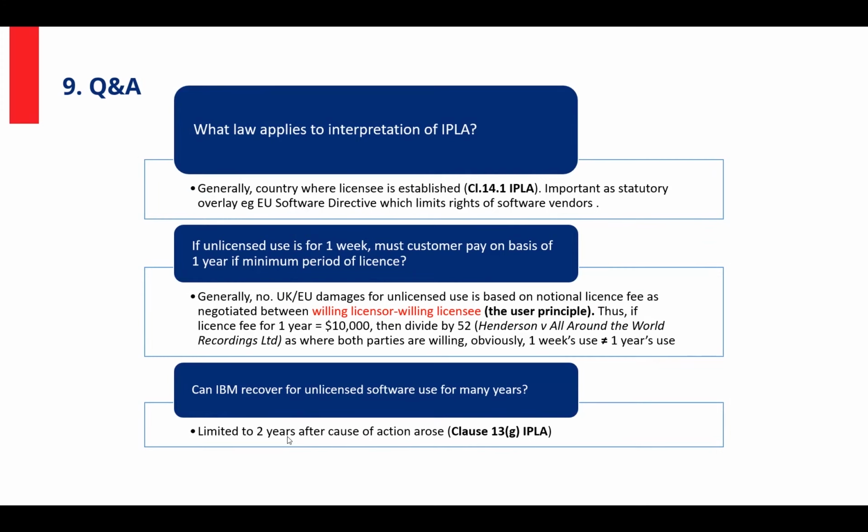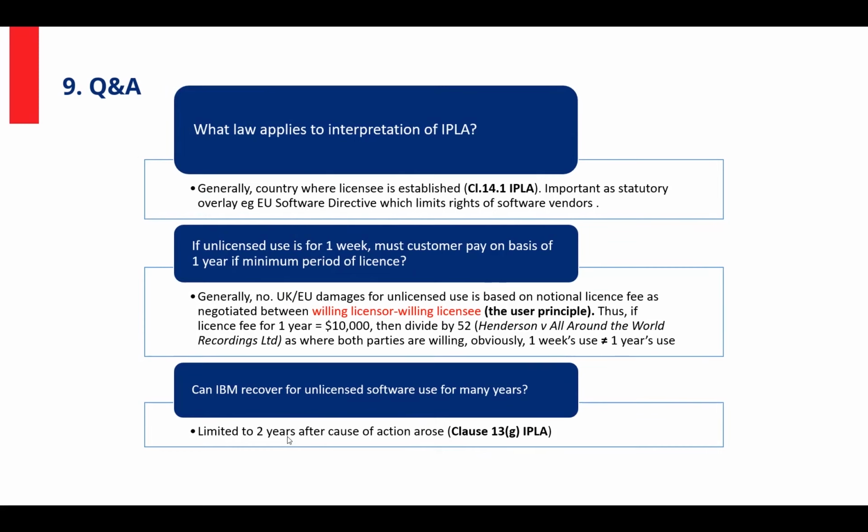So one of the questions often I find is, well, I've only done it for 1 week, and then does that mean I've got to pay based upon the minimum period that the software vendor would license? For instance, let's say the software vendor says we only grant 1 year, 2 year licenses, and the unlicensed use is for 1 week before you realized. Does that mean you have to pay a 1 year license, or can you pay effectively 1/52 of that?